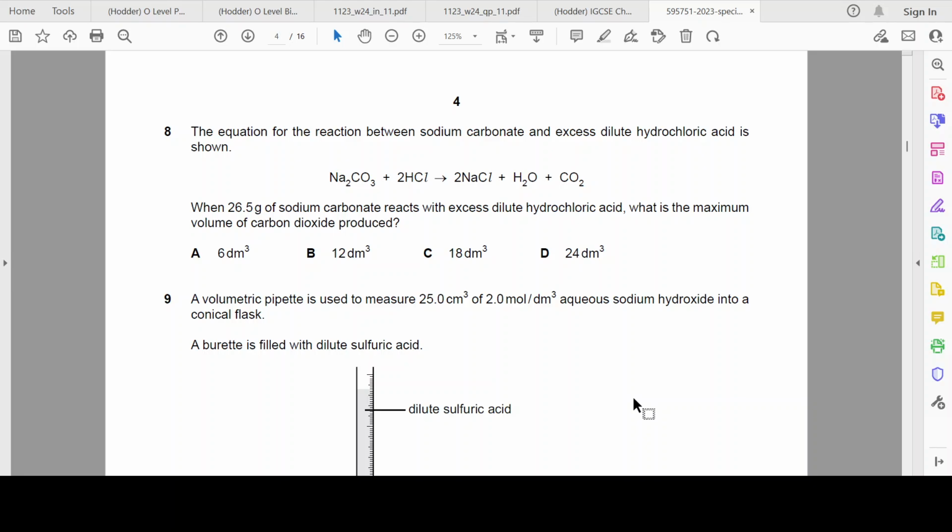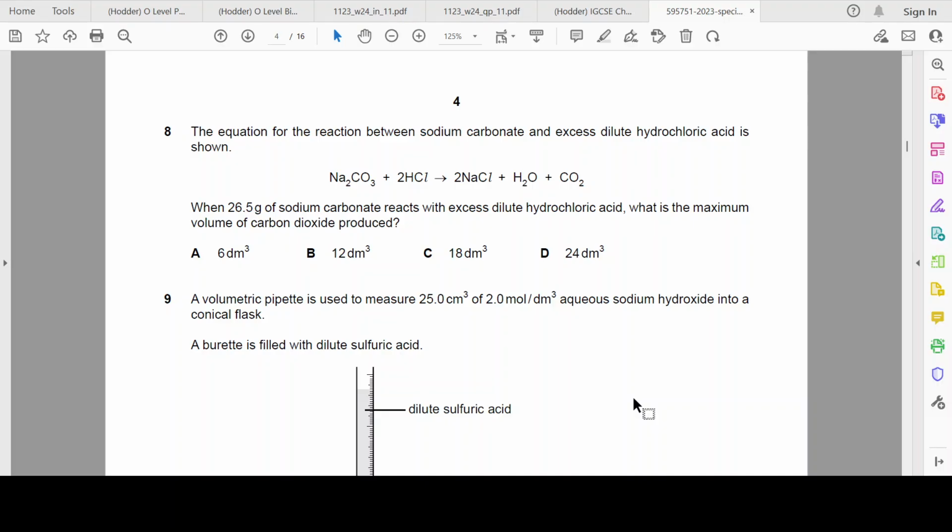The ratio is 1 to 1, right? 1 mole of sodium carbonate will give you 1 mole of carbon dioxide gas. So that's the first thing you want to establish. And we're doing this like in a paper, so you'll be doing this quickly, obviously, because the calculations tend to take a bit more time.